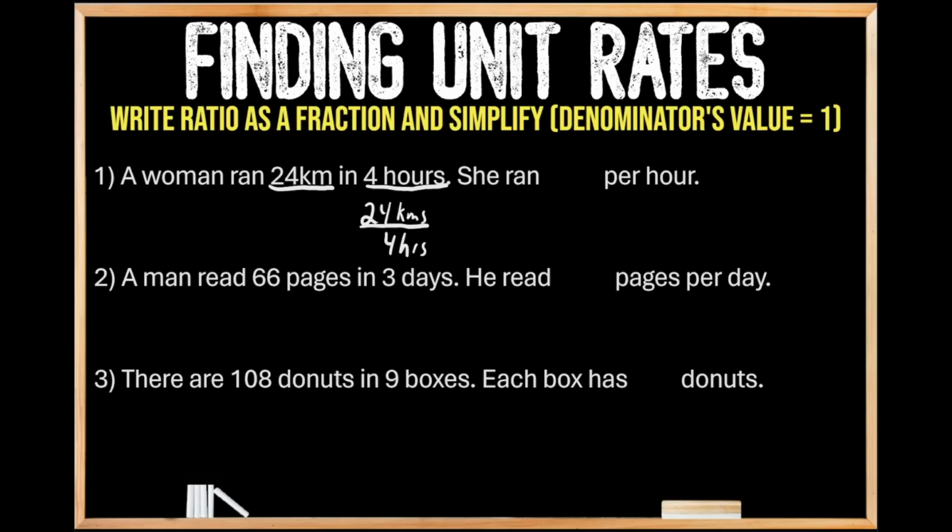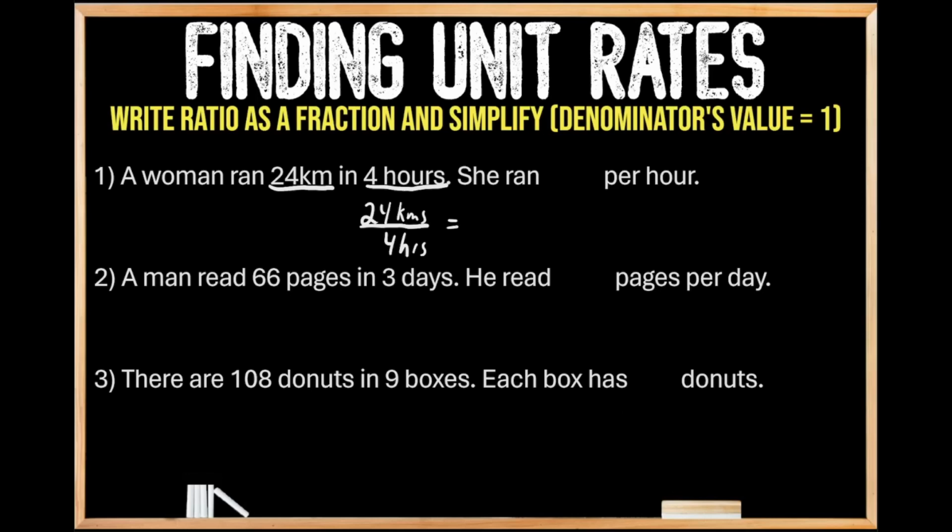But we need to figure out how many kilometers she ran per hour. And that's where the second part of this highlighted text in yellow says to simplify until the denominator has a value of 1. The reason that we're simplifying until the denominator has a value of 1 is because that denominator with a value of 1 is going to tell us how many kilometers she ran per hour.